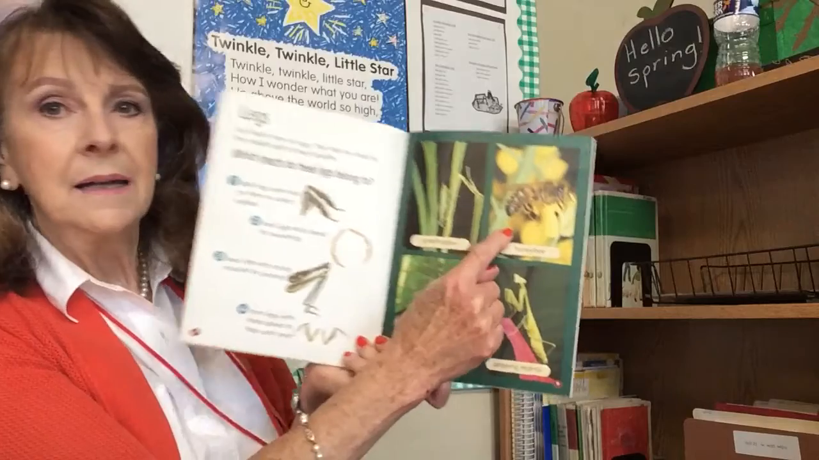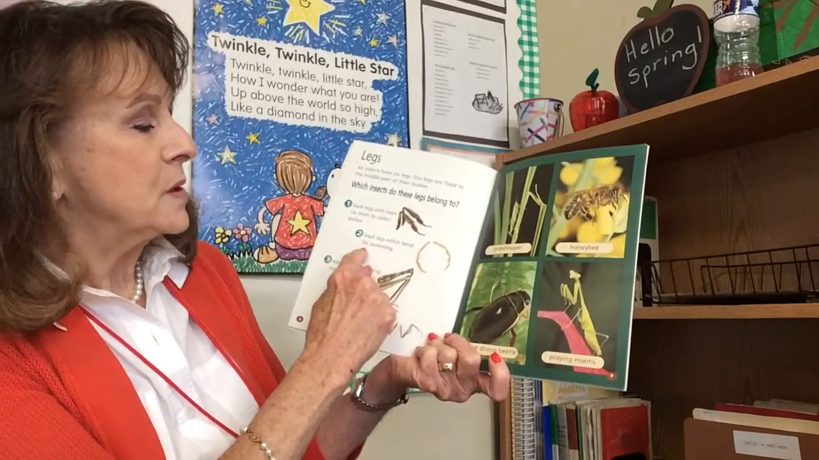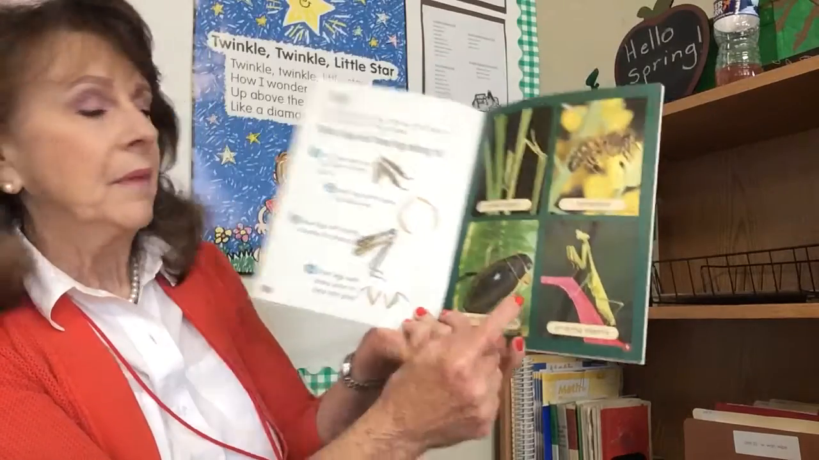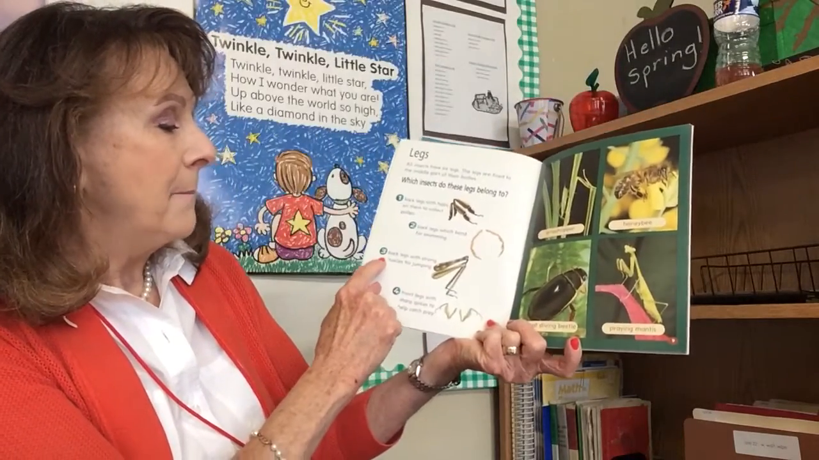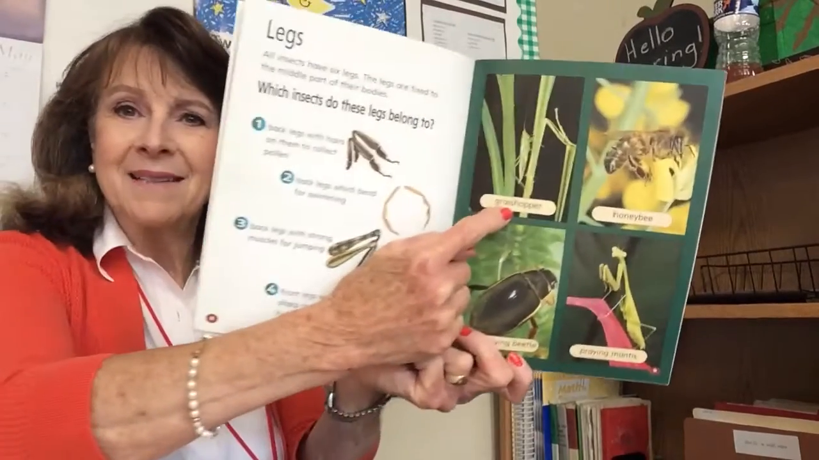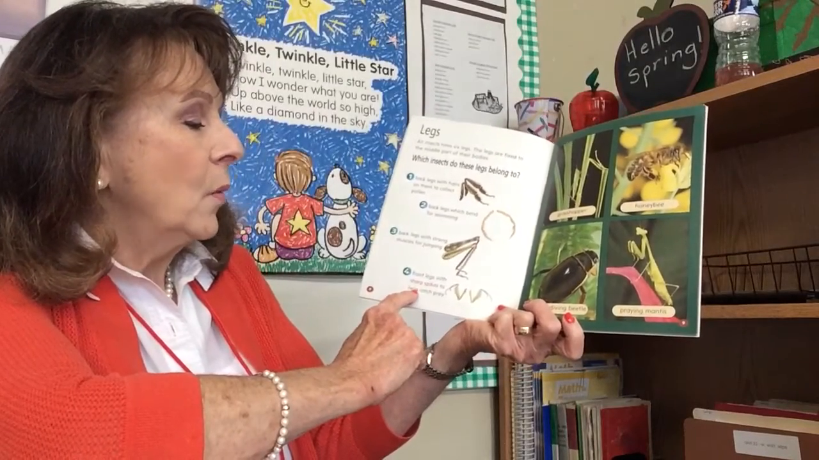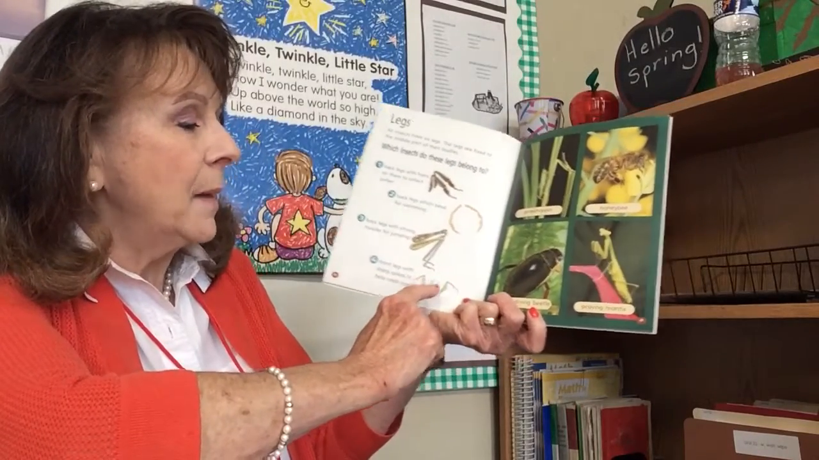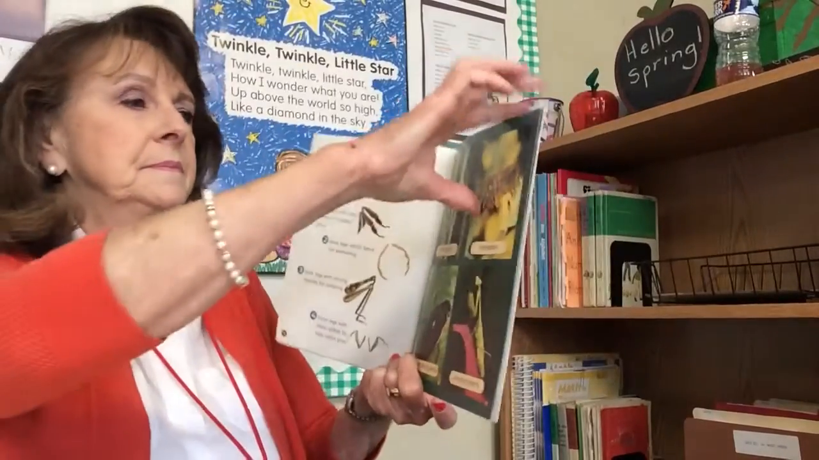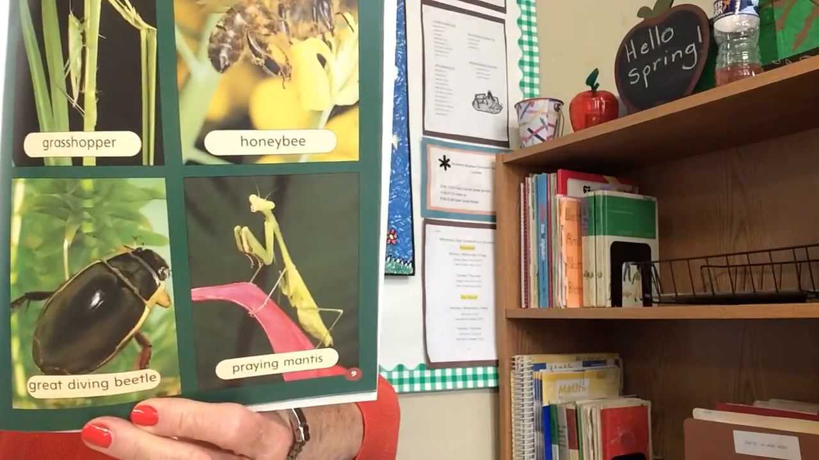That is a honeybee. And then back legs which bend for swimming. That's a great diving beetle. And then back legs with strong muscles for jumping. That's a grasshopper. And then front legs with sharp spikes to help catch the prey. That's a praying mantis. I'll let you see all the pictures close. Okay.